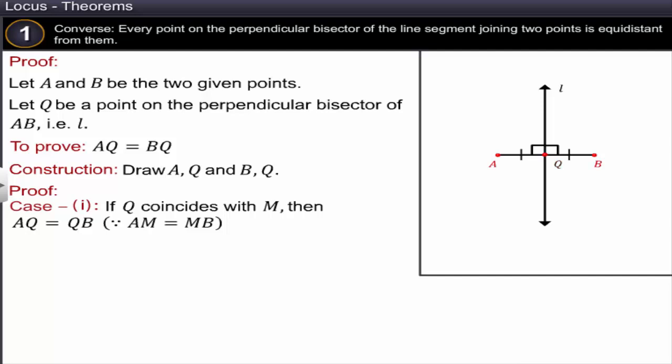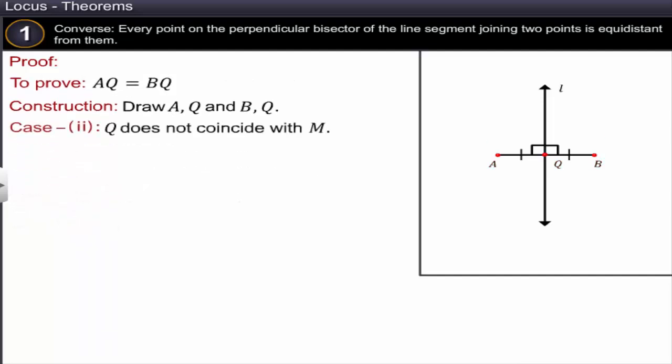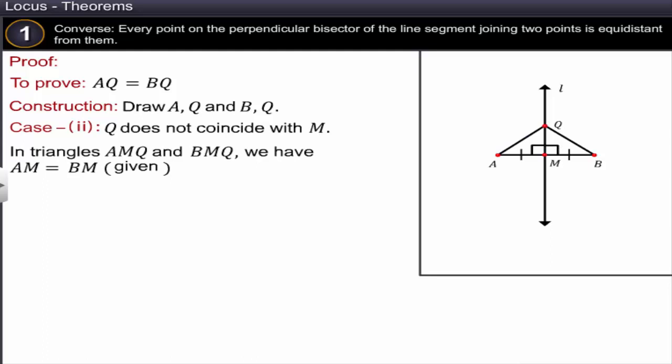If Q does not coincide with M, then in triangles AMQ and BMQ, AM is equal to BM, since M is the midpoint of AB. Also, we have the common side MQ.